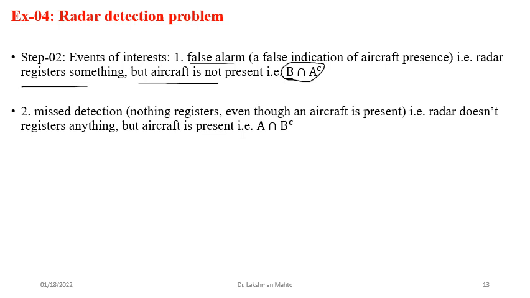Now, what is missed detection? It is talking about the radar registering nothing even though there is an aircraft. So the radar does not register anything but the aircraft is present. How do we denote the event that radar doesn't register anything? We denote it by B complement, because B is talking about radar registering something. And the other joint information is that the aircraft is present. So that's why this is talking about missed detection.